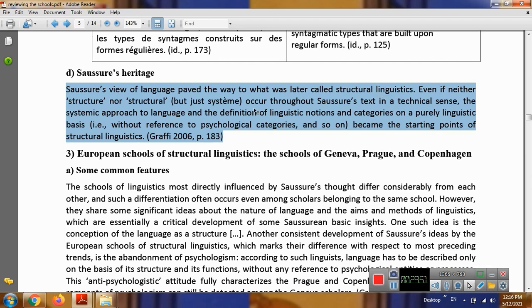Even if neither structure nor structural occurs throughout Saussure's work, in a technical sense, the systemic approach to language and the definition of linguistic notions and categories on a purely linguistic basis, without reference to psychological categories and so on, became the starting point of structural linguistics.